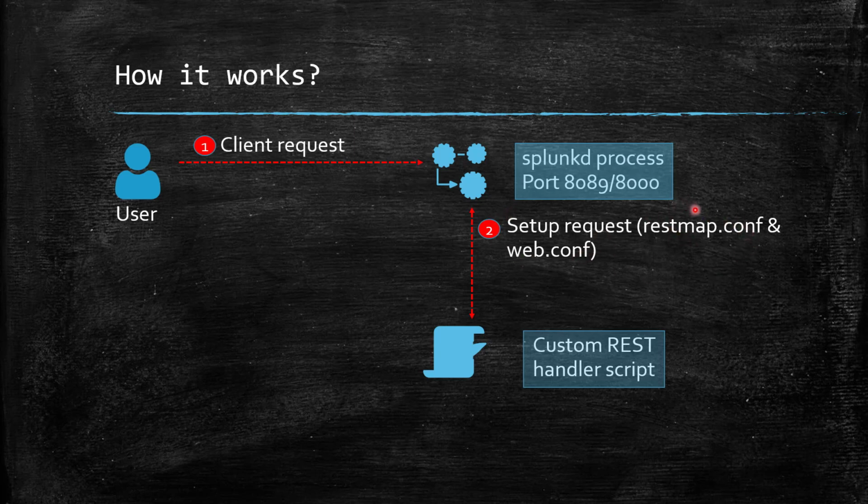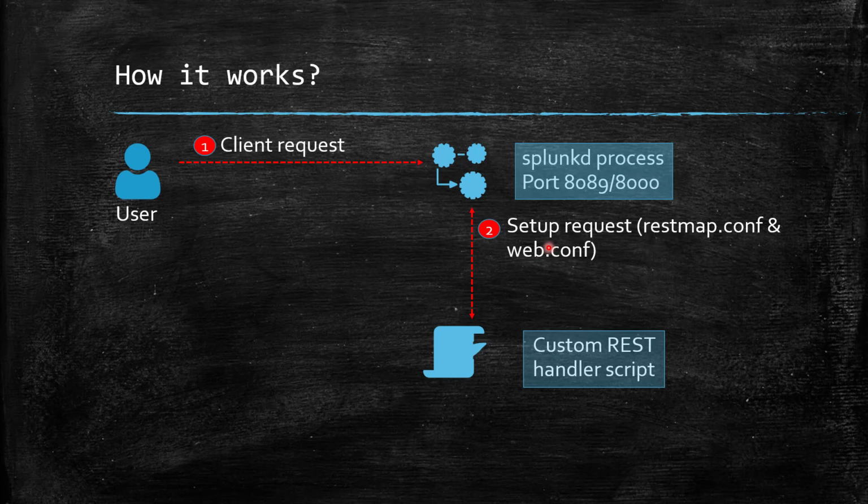The restmap.conf is the main file, where you define your endpoint name, which script is handling that endpoint, which class is handling that endpoint, and what HTTP methods it supports, like GET, PUT or POST. Everything is defined there. And as I told, if you want to expose your REST API on the Splunk Web port, you need to configure web.conf.